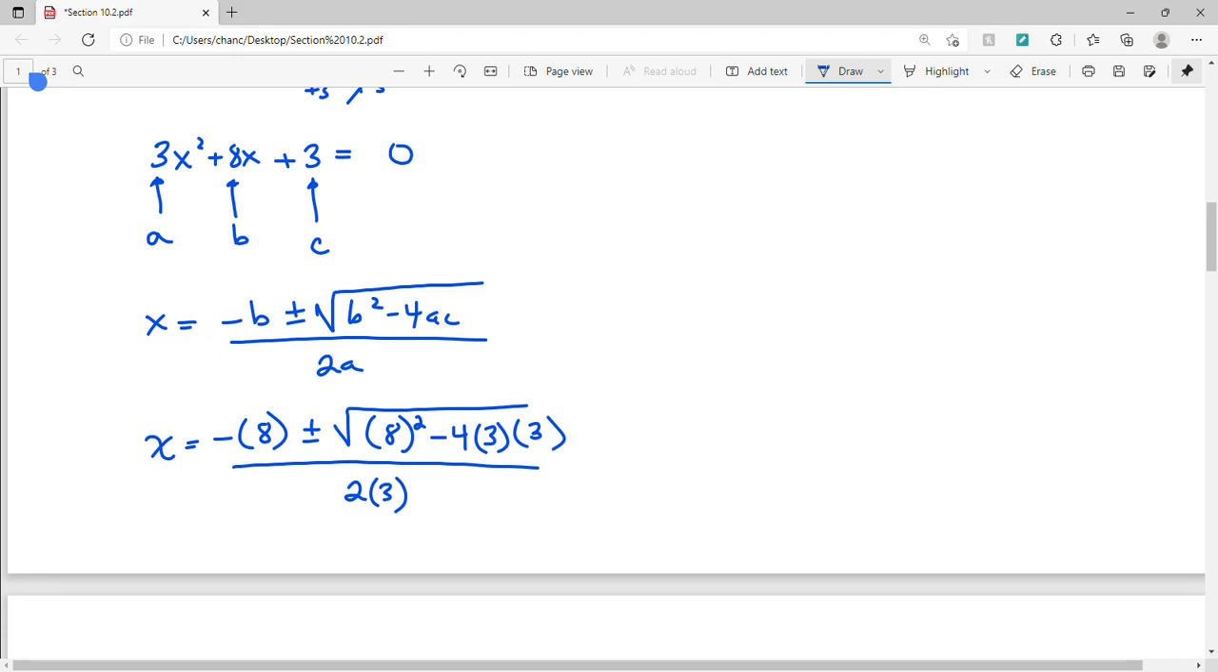Let's simplify the numerator. We have negative 8 on top, plus or minus the square root. Inside the radical, I have 8 squared, which is 64. And then we'll multiply 4 times 3 times 3. That is equivalent to negative 36. And then we'll divide that by 2 times 3, or 6. And so we can simplify this a bit.